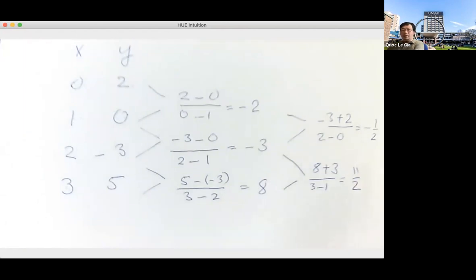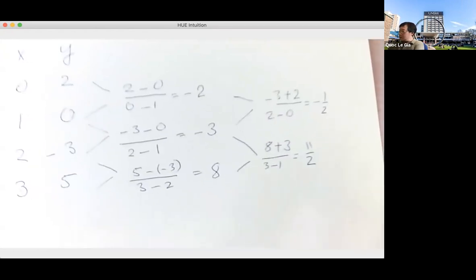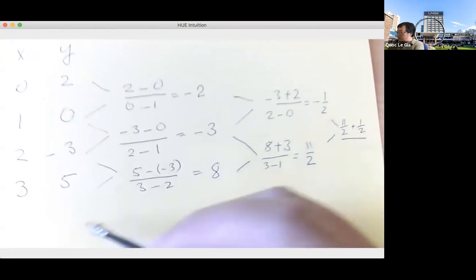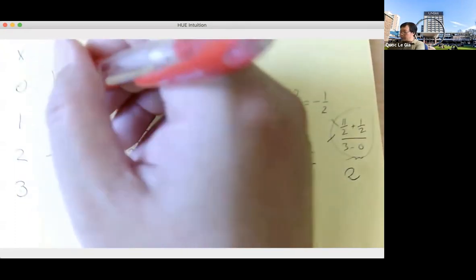Okay. And the last number, you just take the difference here. So 11 over 2 plus 1/2 divided by 3 minus 0. So then this one gives you 12 over 2, which is 6. 6 divided by 3 is 2. So this one is 2. And the last one. So now you look at the number here.